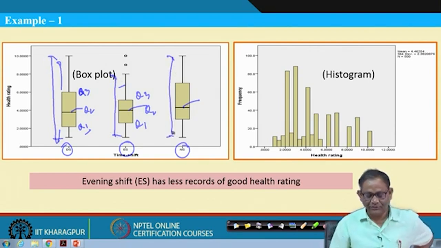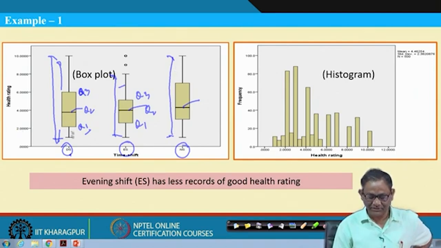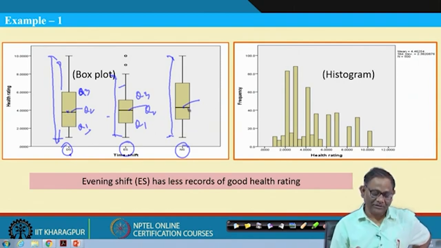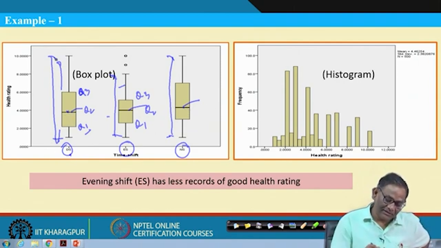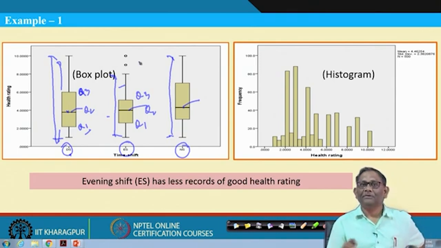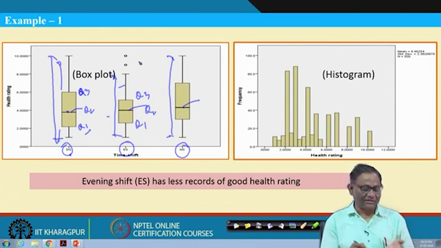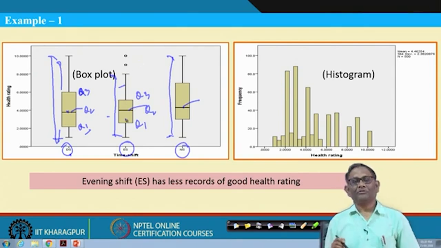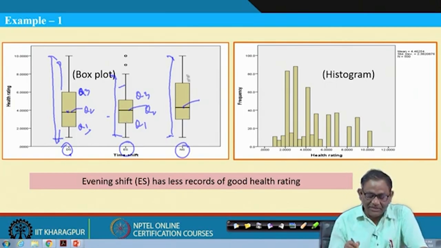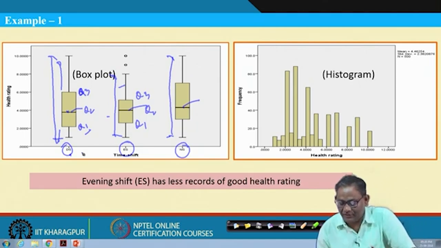here to here. So, if you see the median value in terms of health rating, then in the day shift the median value is lower, or almost they are similar. But if you see the spread, then the day shift workers' spread is much more compared to the evening shift people. It may be that for the people who are victims in the evening shift, the spread of health rating is less. So, if you ask a doctor, they can tell you why this pattern of health rating is observed. So, the doctor will help you.